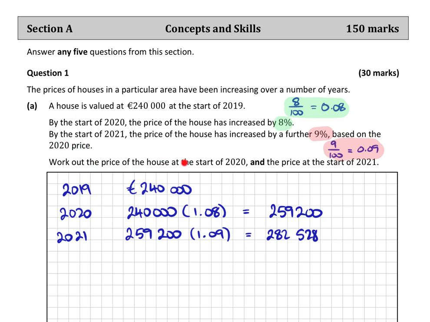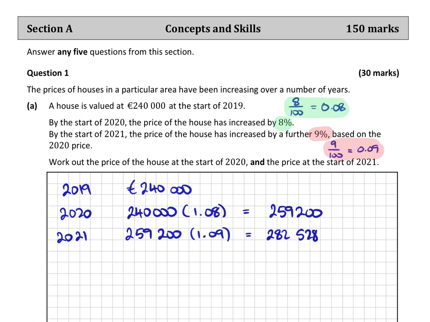Work out the price of the house at the start of 2020 and the price of the house at the start of 2021. So the first thing we need to look at is these percentages. 8% is 8 per 100, which is 8 divided by 100, which gives us 0.08. Similarly, 9% is 9 per 100, and if we divide 9 by 100, you get 0.09.